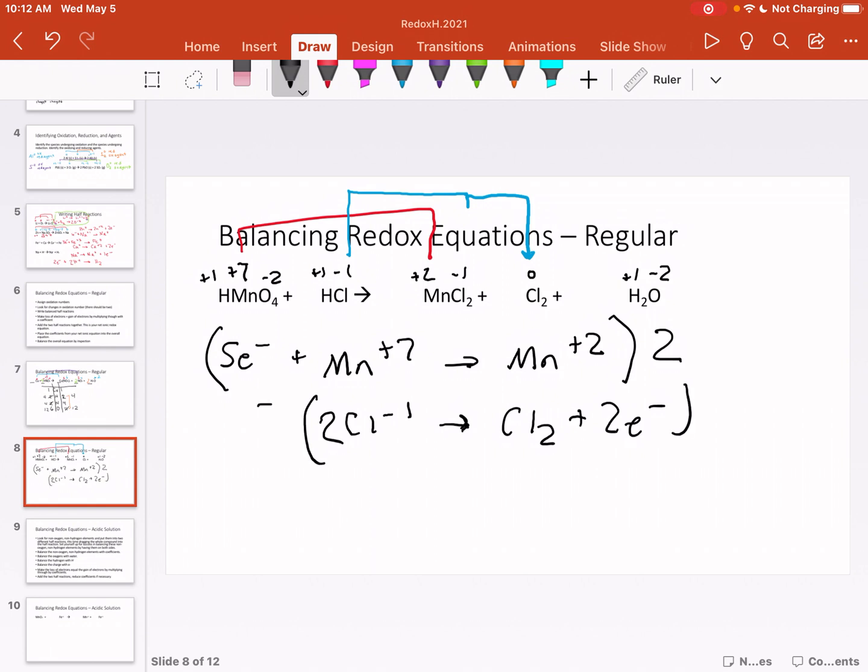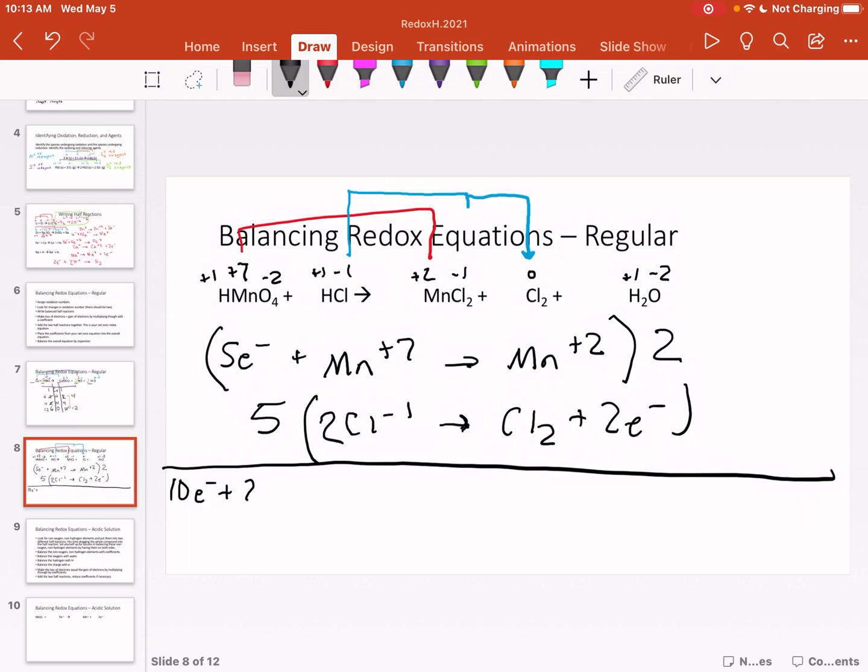This one's getting multiplied through by 5. And I'm going to marry my 2 half reactions together. So I've got 10 e⁻ and 2 MnO₄⁻ (Mn plus 7s) and 10 Cl⁻, and I hit the arrow. And 2 Mn²⁺ and 5 Cl₂, and my 10 electrons.